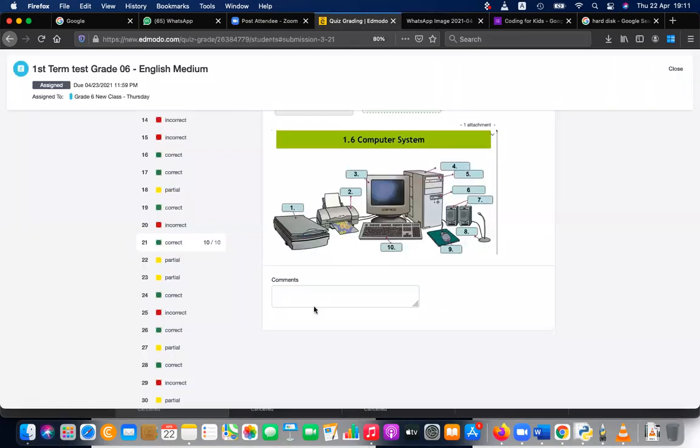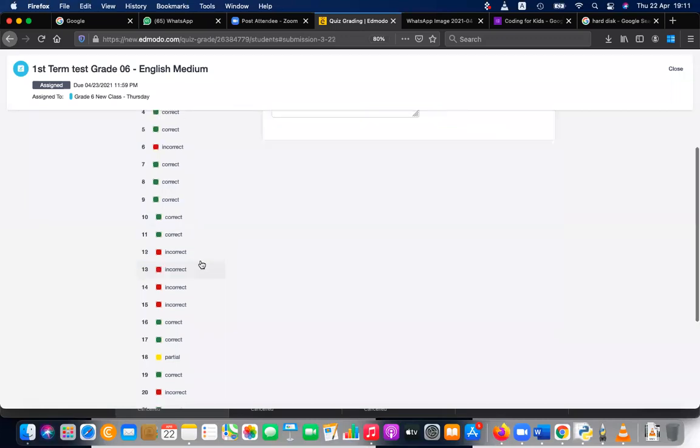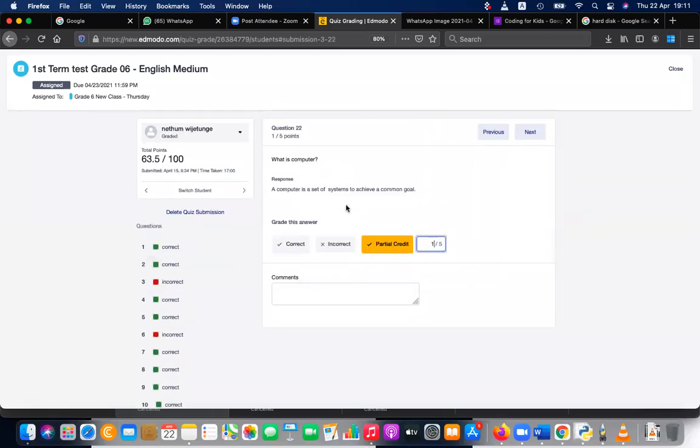So you know the parts. Okay, then question number 22. A computer is a set of systems to achieve a common goal. So what is computer? Set of components that work together to do the task, or it's used to process data. That is how you define it.